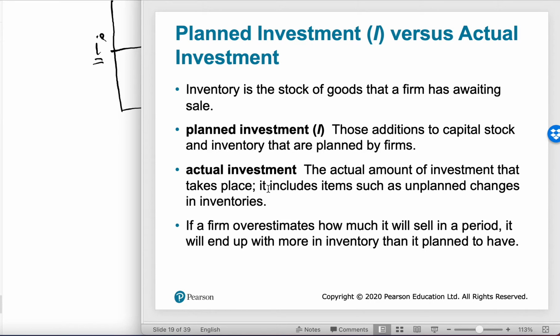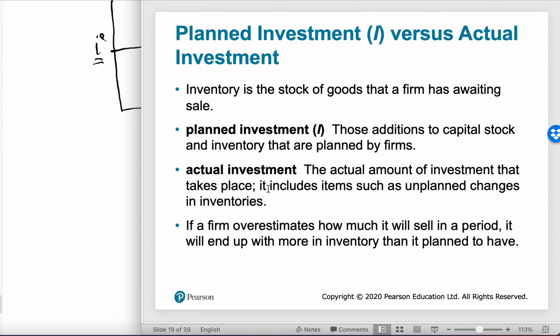So if a firm is planning to produce, but then suddenly the demand for their products is far more than their expectation, they are going to sell out whatever they have in inventory. So the level of expected inventory, the machines and the commodities which they had stored, is going to go out.